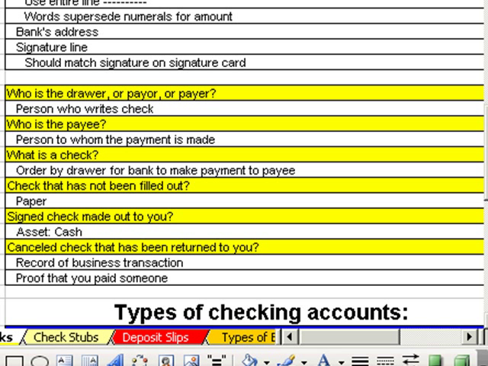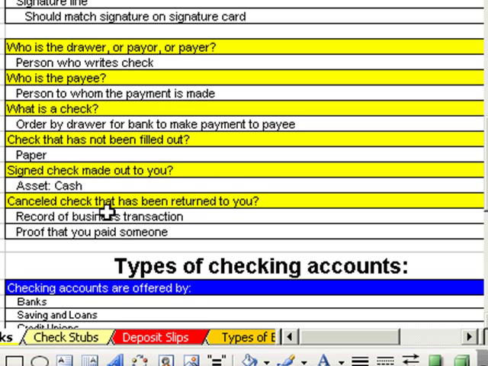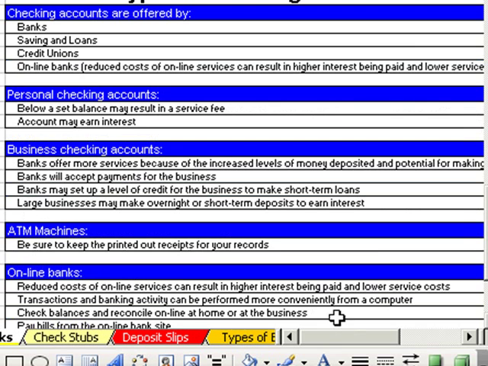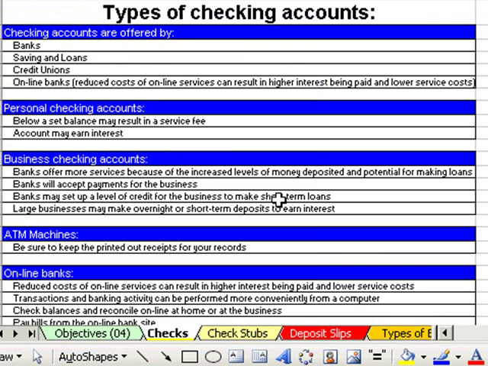What is a check that has not been filled out? Paper. That's a little bit of a joke, but it's because it's got all your numbers and stuff like that. In contrast, if you have a signed check made out to you, that's considered cash. If it's not signed, it's kind of like a piece of paper. A canceled check that has been returned to you is, again, the best proof that the transaction has occurred. Let's scroll down here a little bit. Types of checking accounts.